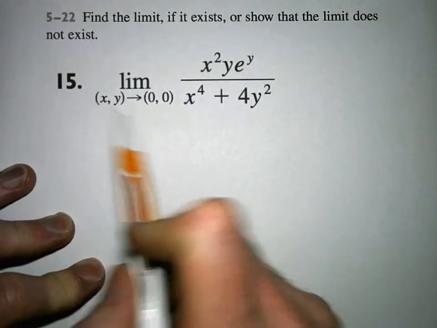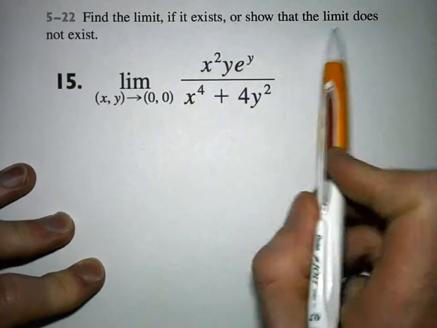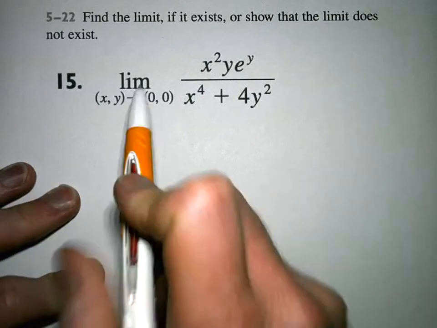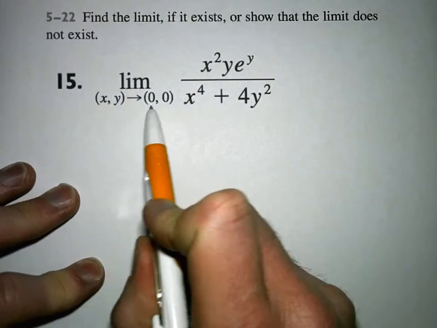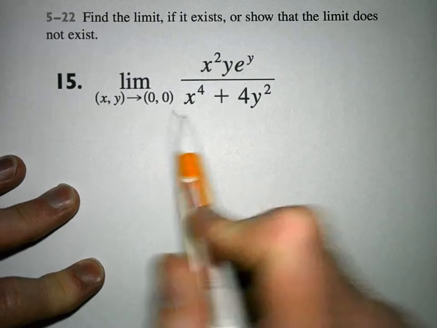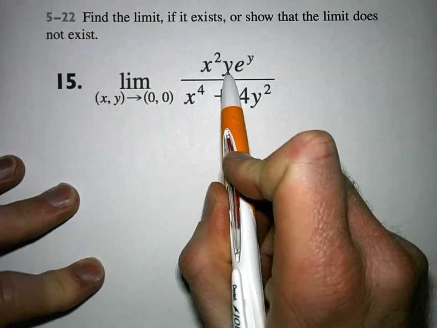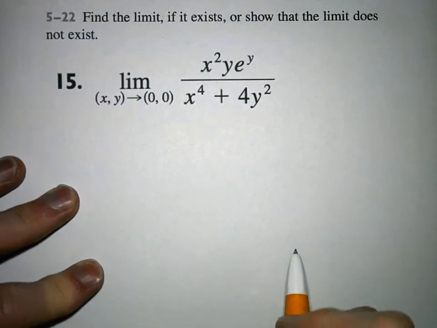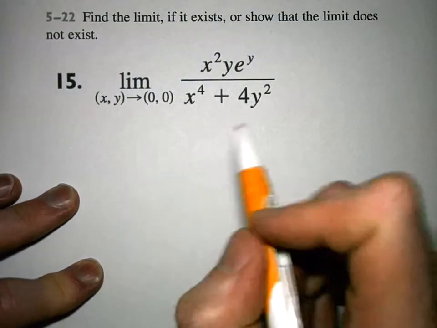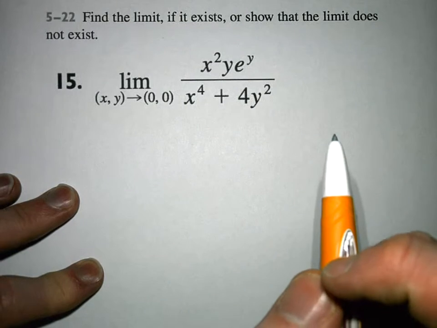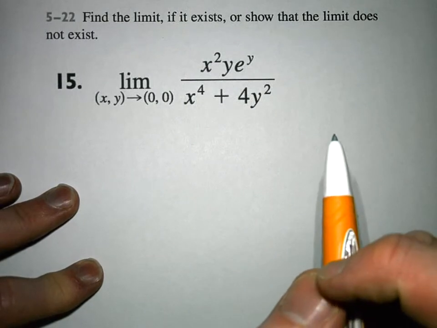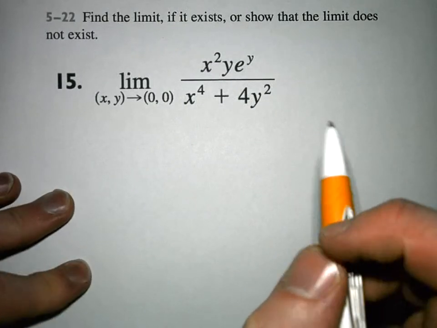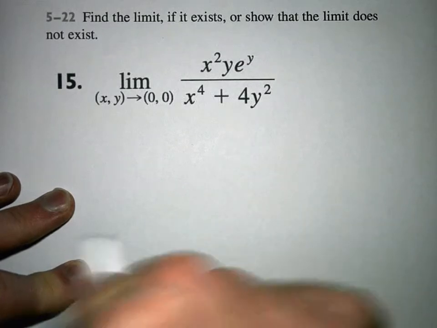Here we're asked to find this limit, if it exists, or show that the limit does not exist. We're looking for the limit as (x, y) approaches (0, 0), the origin, of x squared times y times e to the power of y, all divided by x to the 4 plus 4y squared. We're going to start by showing that it doesn't exist, and remember, to show that a limit doesn't exist, we just have to find two paths, two approaches that yield different limits.